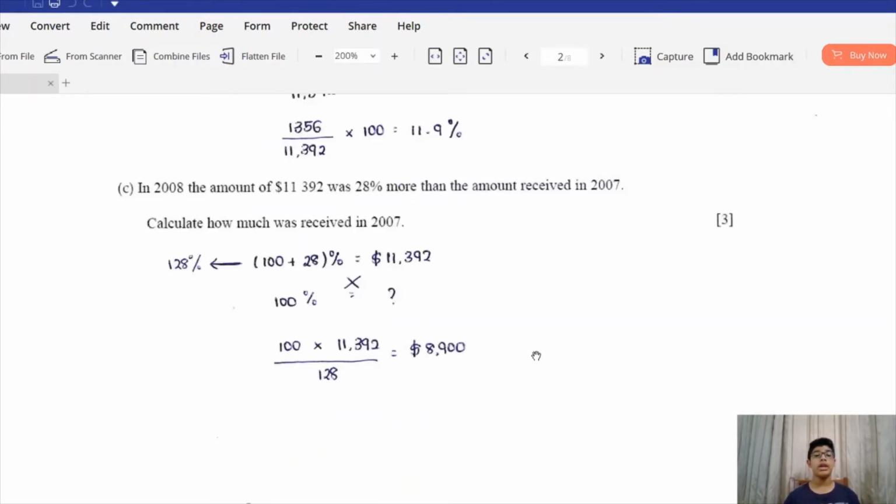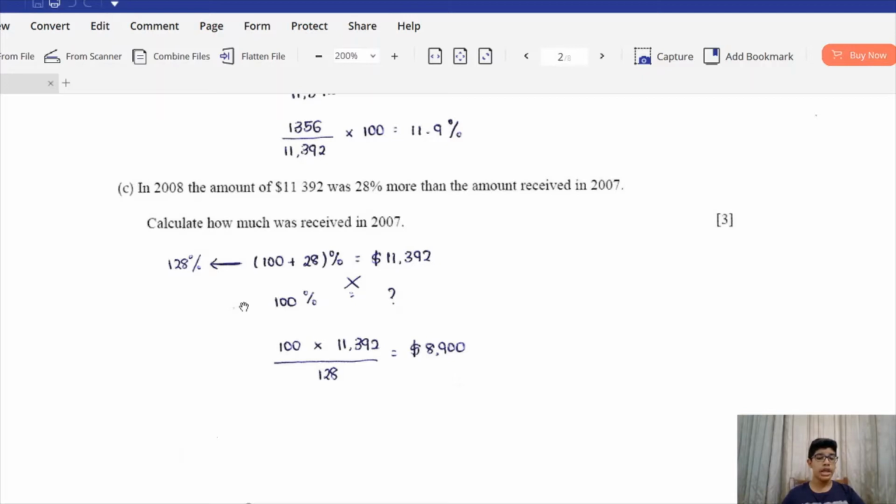So part C. In 2008, the amount of 11,392 was 28% more than the amount received in 2007. Calculate how much was received in 2007. So what we want to do is first get our information straight. So this amount is 28% more than the original amount. So this is 28% plus 100%. So this is 128% of the actual amount.